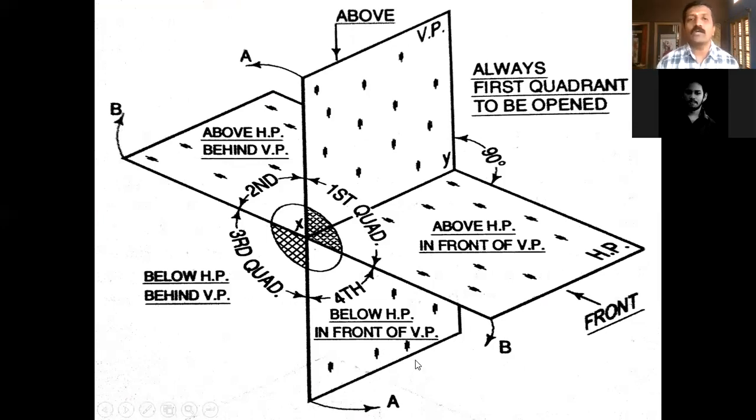So like this, you have to remember the position of the object with respect to HP and VP. With this knowledge, you can identify in which quadrant the object is situated. Once again, I'll repeat it. First quadrant: above HP, in front of VP. Second quadrant: above HP, behind VP. Third quadrant: below HP and behind VP. The last one, the fourth quadrant: below HP and in front of VP. So like this, we have to practice the four quadrant system. I hope all of you understood this.